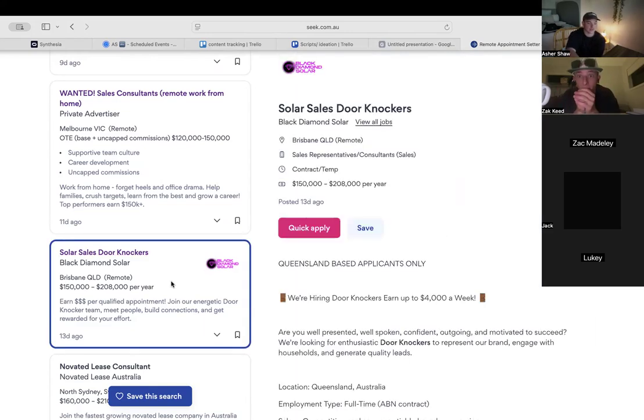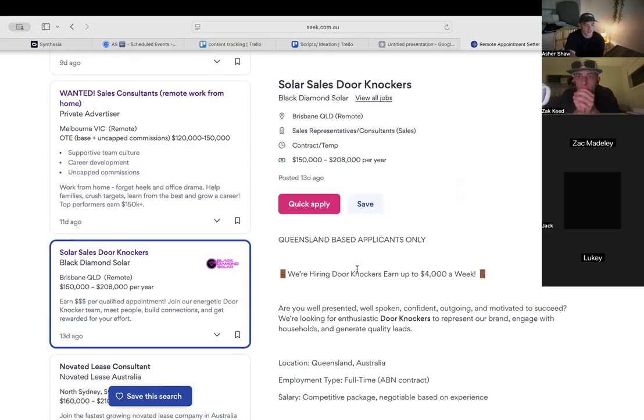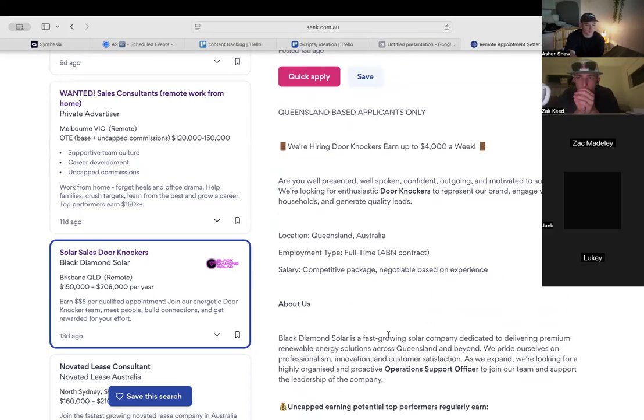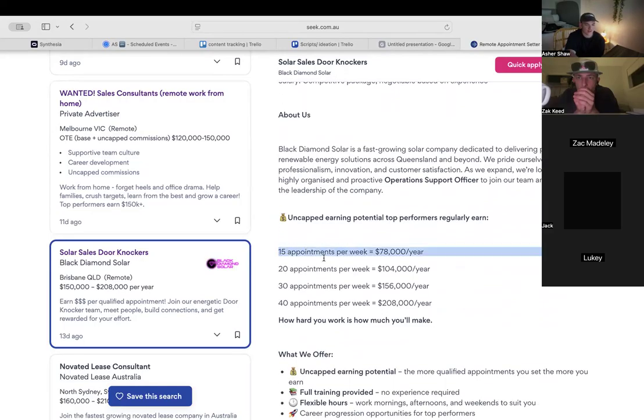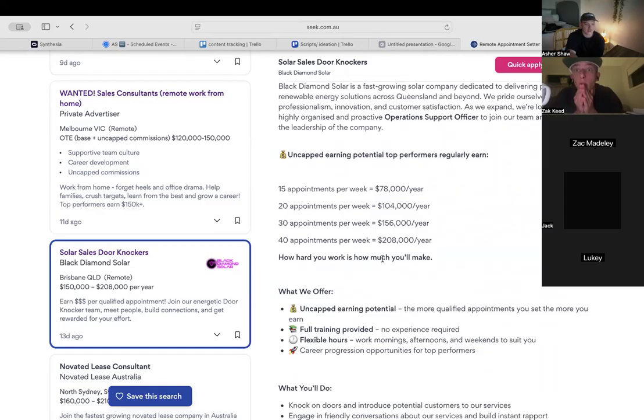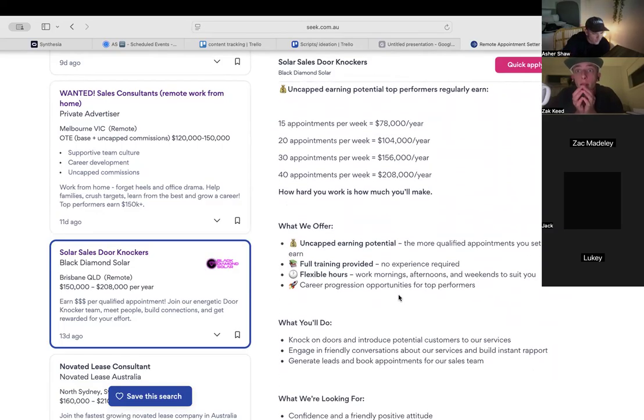That one would obviously need some experience. So yeah, 4K a week, decent. Uncapped earnings. They've got the breakdown here: 15 appointments per week, and if you're a go-getter going 40 appointments per week, then you're hitting the highest amount. Perfect on here, bro, no experience required at all. So those are the ones that are also worth having a crack at.